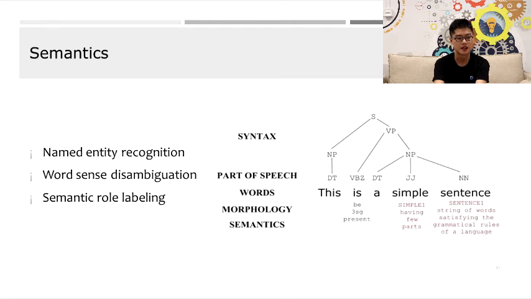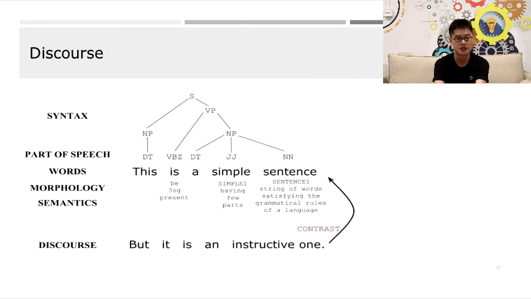Semantics includes named entity recognition, word sense disambiguation, and semantic role labeling. Discourse is a deeper part of the NLP model. It suggests what the sentence is going to imply or indicate internally.